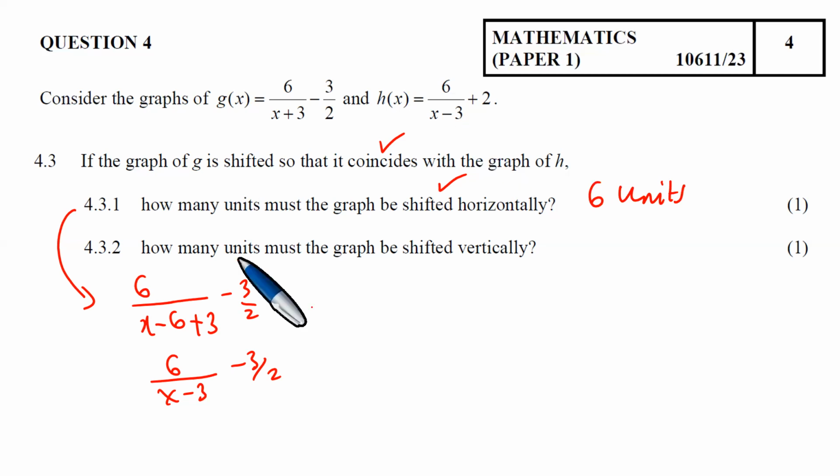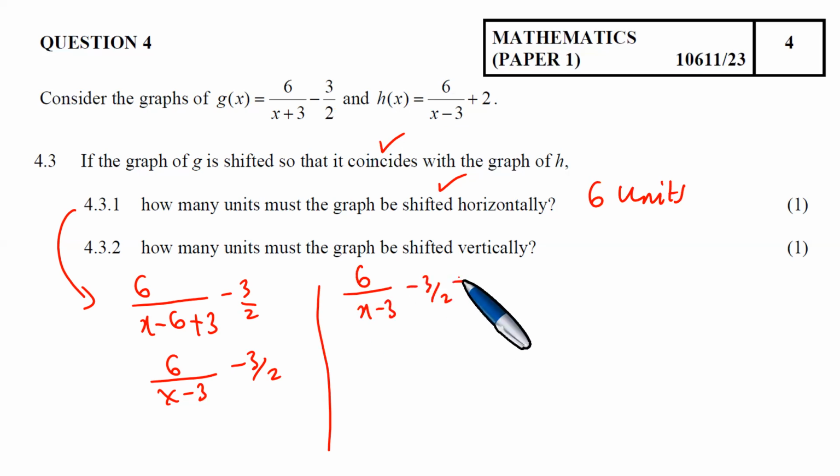How many units must the graph be shifted vertically? Vertical shift means what number can you add to this to get the number 2? So you have 6 divided by x minus 3, you have minus 3 over 2. What number can you add to these so that you get to that point? This is minus 1.5.